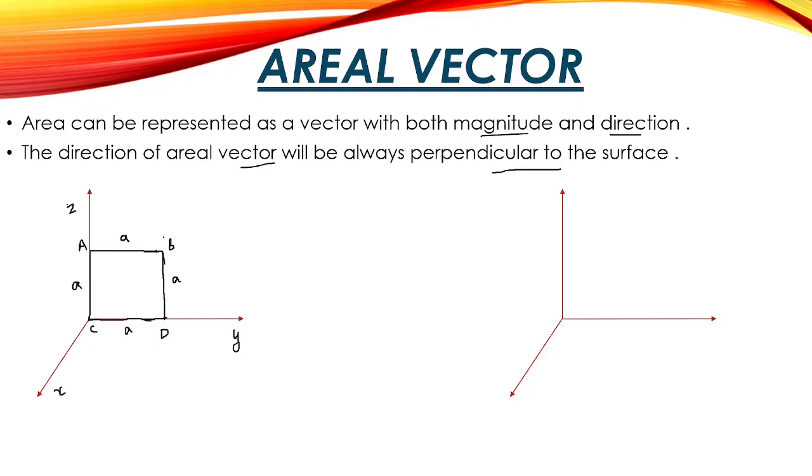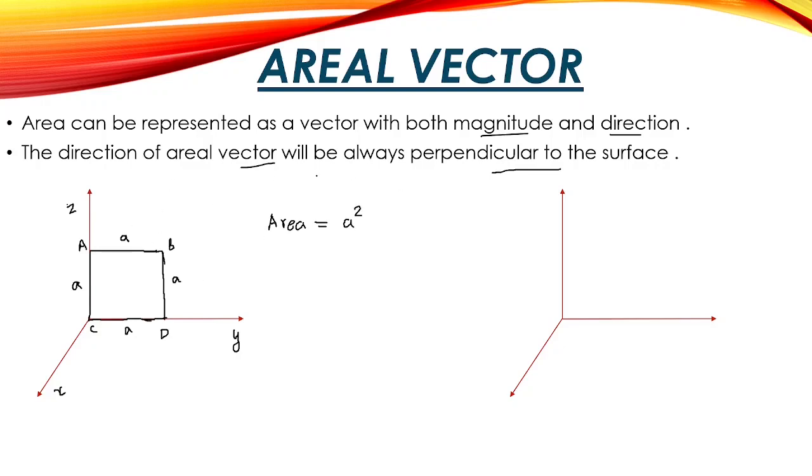So what will be the area of this square? We know that to find area we do side into side. So the magnitude of area will be a square. Now what will be the direction of this area vector?